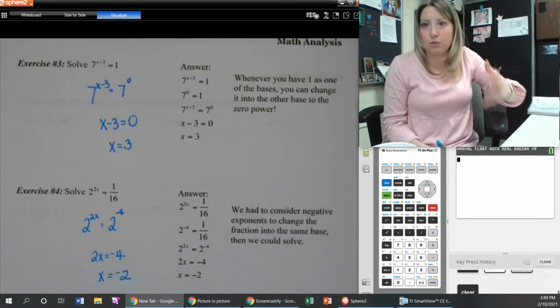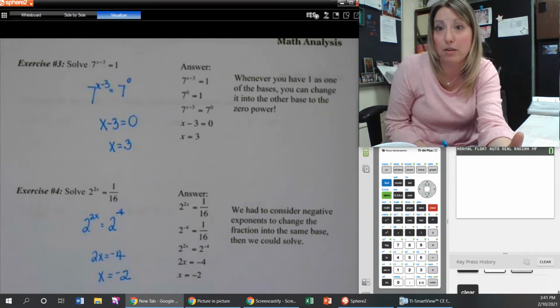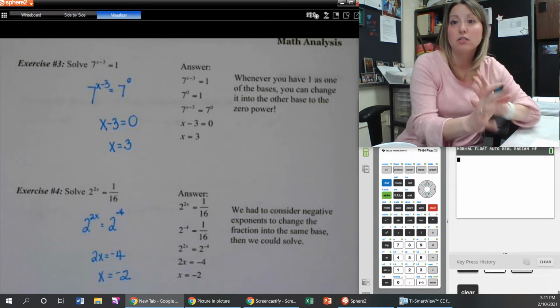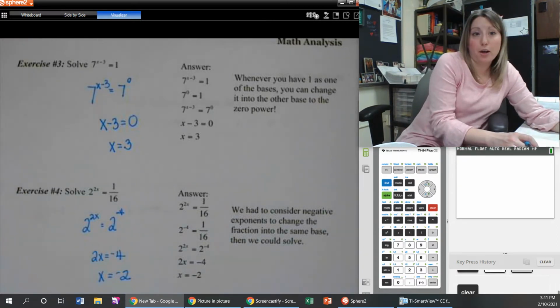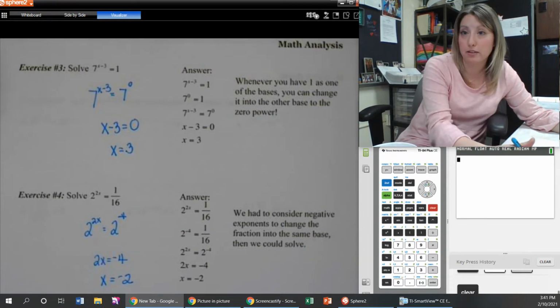By the way, you don't have to do these checks. I'm just using them as examples to prove to you how I'm getting this stuff to work, how I know for a fact that these are working. So I'm checking my answers. Okay, so far in all 4 examples, I have only had to change one base.